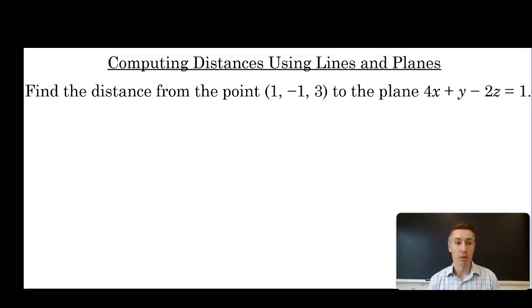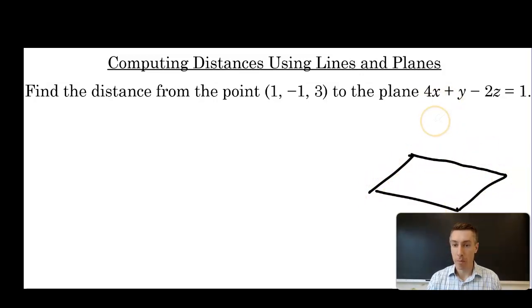In our first example, they ask us to find the distance from the point (1, -1, 3) to the plane 4x + y - 2z = 1. Before we jump in and do any math, let's draw a picture so we can visualize what exactly we are looking for. So we have a plane here, and we have a point in space that's not on the plane.